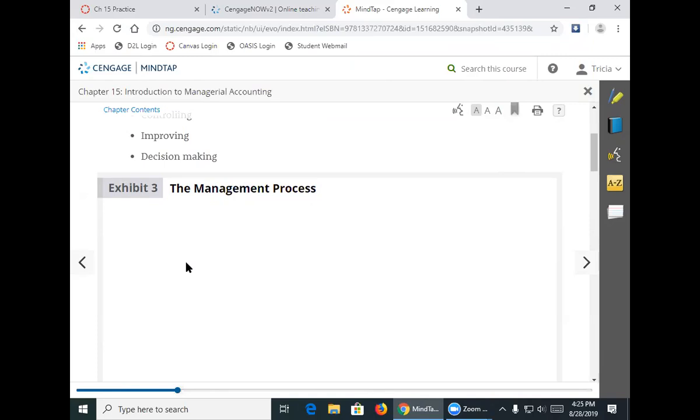So if we want to know the production level of a certain product, we can run that report quickly and easily in our system, and then we can look at it and interpret it and use it however we want to.